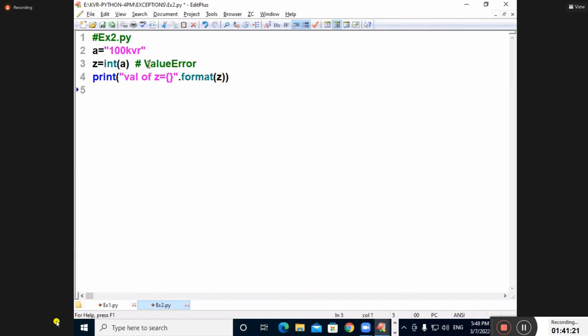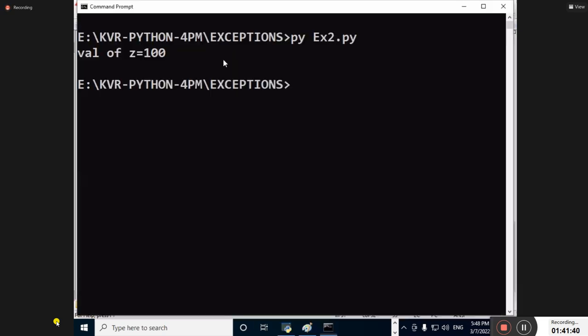ValueError: V capital, E capital. If you give your own space between them, it is 100%, 200% error. That is wrong. So you have to write ValueError. All of you should keep your concentration very well. Now let us execute. Remove that and execute. See, one beautiful exception will come.